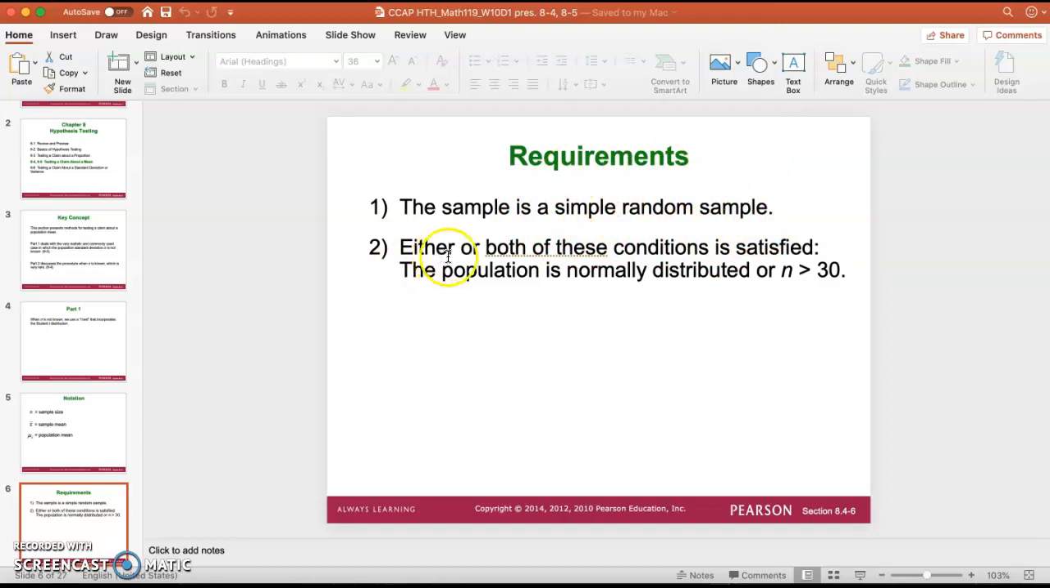And now either or both of these conditions need to be satisfied. The population is normally distributed, or our sample size is bigger than 30. You notice either is an option this time. We don't have to have both of these satisfied. So we could just be working with a normal distribution and a small sample size, or we could just have a big sample size that's bigger than 30.